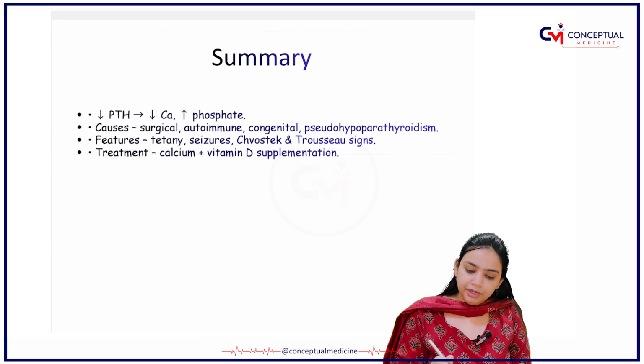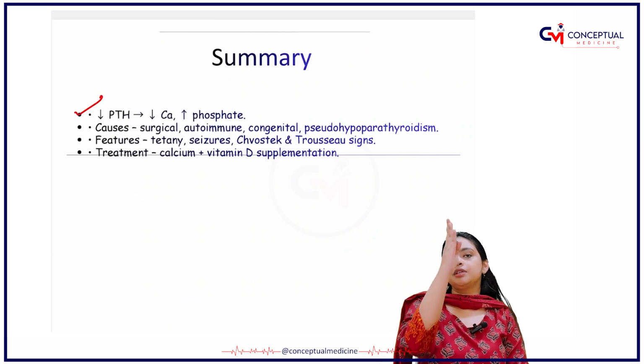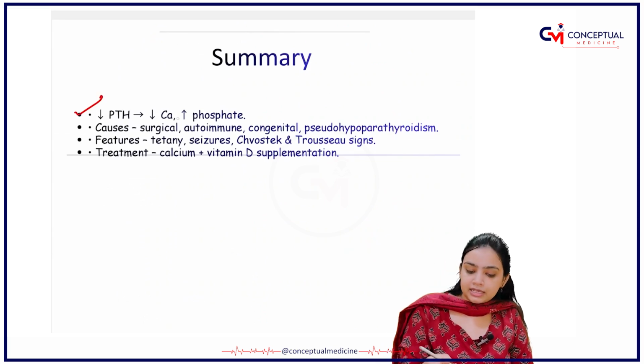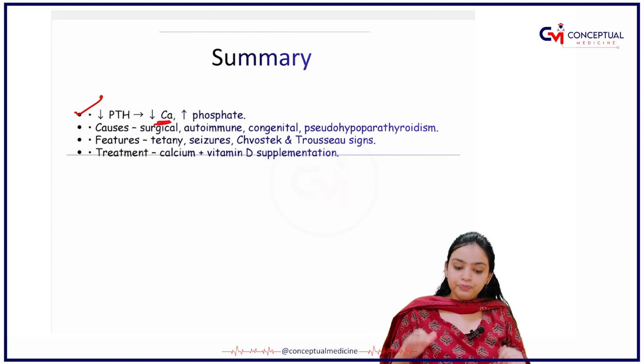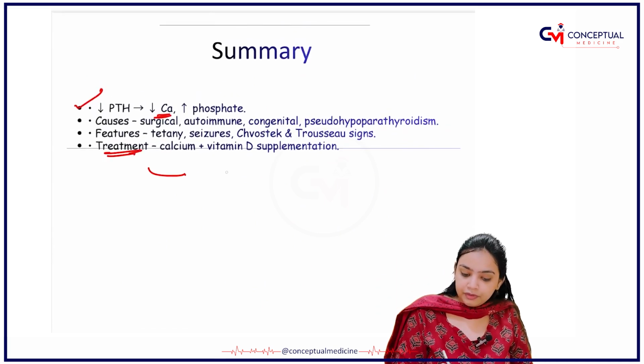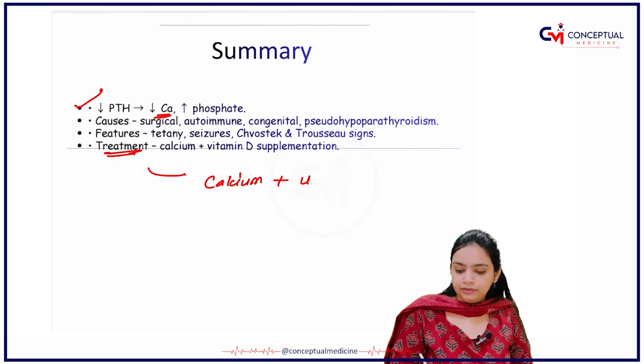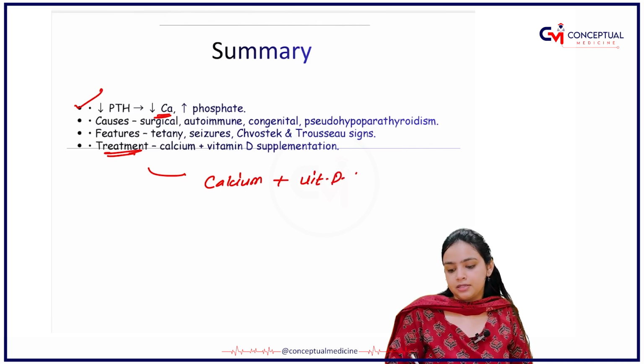In the summary also, just remember first there is decreased level of parathyroid hormone, as a result of which there is decreased level of calcium and increased level of phosphate. In the treatment, what will you give the patient? You will give calcium plus you will give vitamin D supplements.